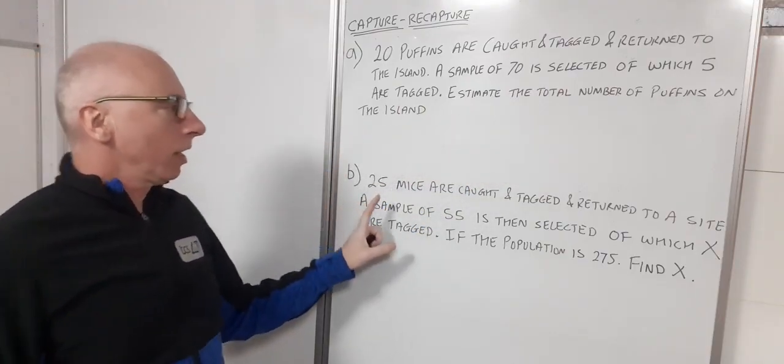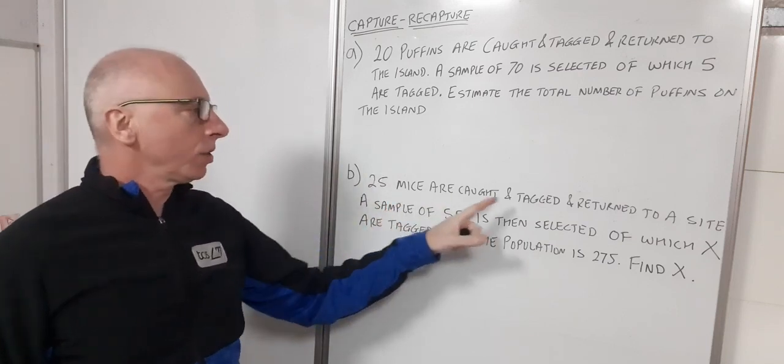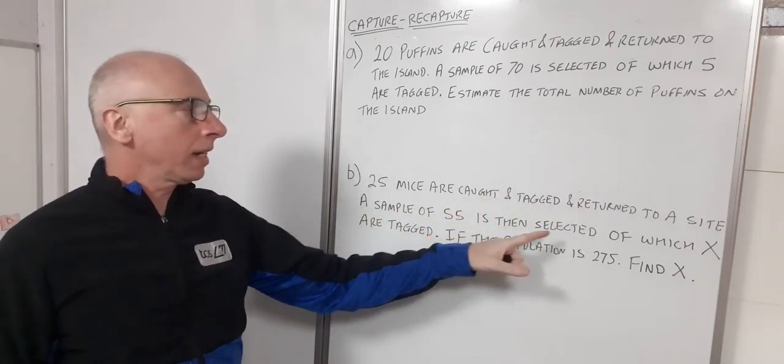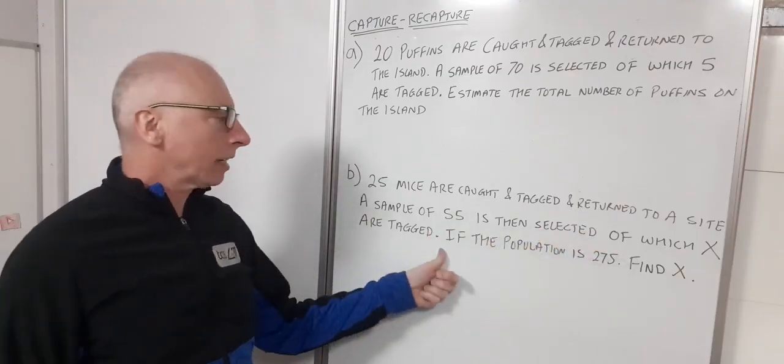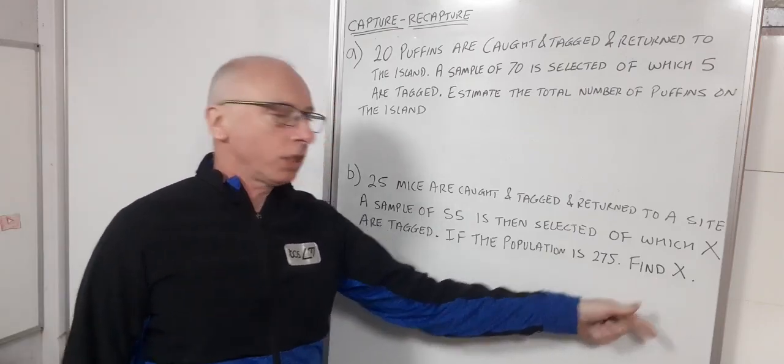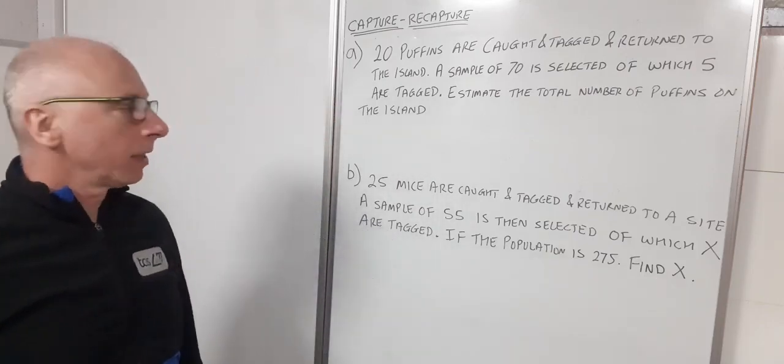And the second one is 25 mice are caught and tagged and returned to a site. A sample of 55 is then selected, of which X are tagged. If the population is 275, find X, which is the number of mice that were tagged.